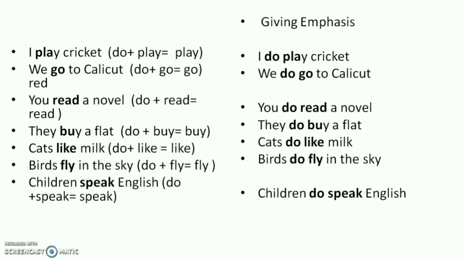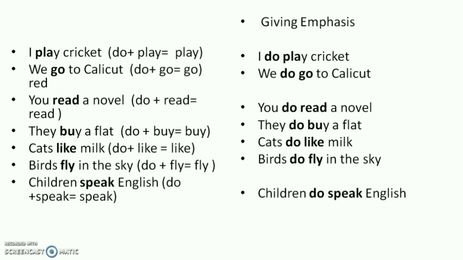You read a novel. Read here: do plus read is read in the sentence. So we can split it and use it separately to give emphasis. You do read a novel. Nee oru novel vaikuga allengil vaikunnu. Then, they buy a flat. That buy means do plus buy. So they do buy a flat.